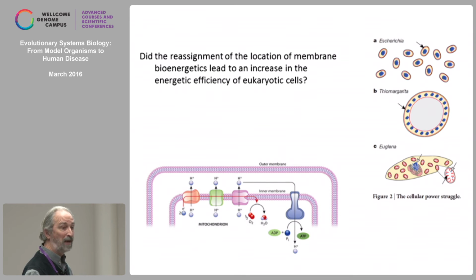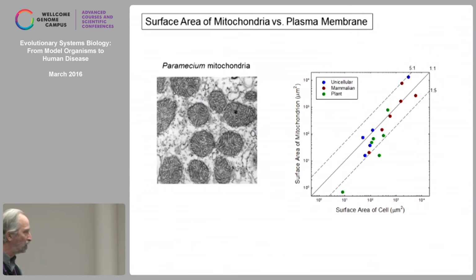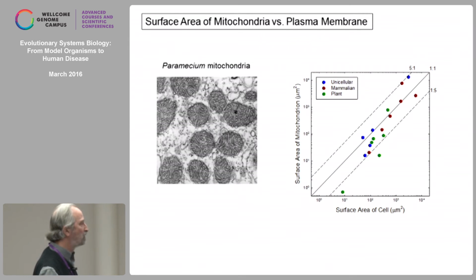So membrane bioenergetics is still used, but the location has changed entirely in the eukaryotic domain. And so if this hypothesis is correct, then there sure better be as much membrane area in mitochondria as there would be on the surface area of the cell. So this is the first thing we took a look at. This is the surface area.